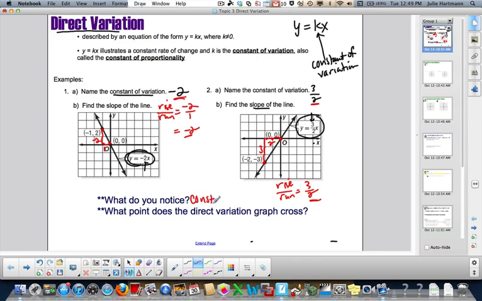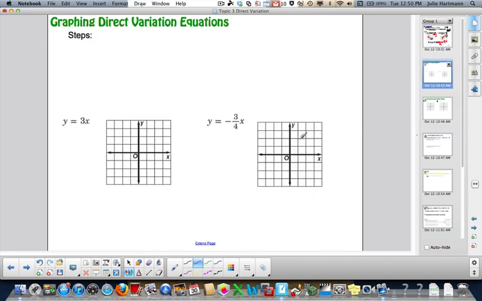Okay, so constant of variation equals the slope. Okay. So what point does the direct variation graph cross? Always the direct variation graph crosses the point 0, 0. Okay, so as you see, they both go through that point, and then the slope is what your constant of variation is. So let's look at some examples.